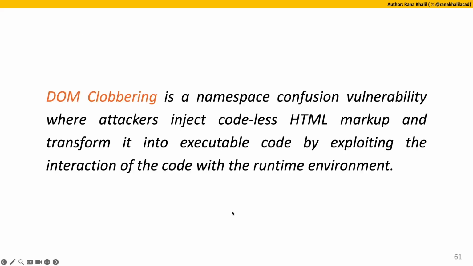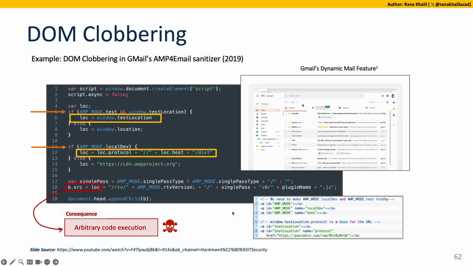So essentially, it's a namespace confusion vulnerability where attackers inject codeless HTML markup and transform it into executable code by exploiting the interaction of the code with the runtime environment. There are a ton of real-world examples where DOM clobbering vulnerabilities were either identified or exploited. A really famous example is Gmail in 2019.